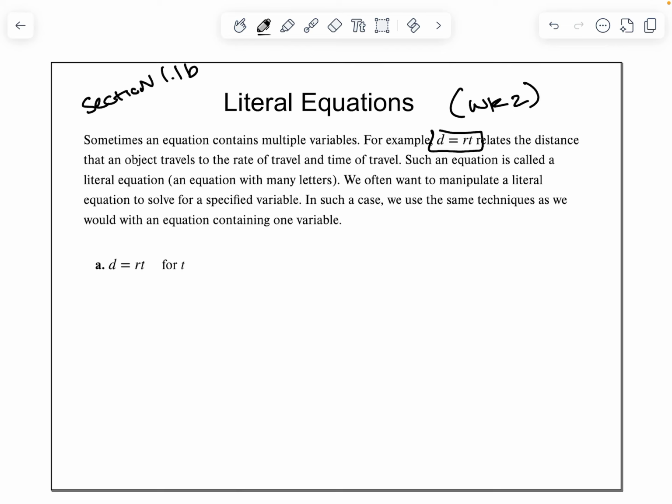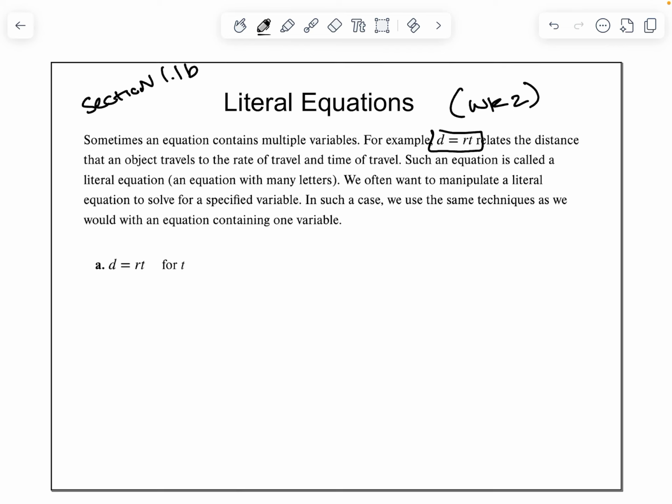These equations can have a lot of variables, right? It's not a univariate, it's not a linear equation in one variable. They don't even necessarily have to be linear. What our end goal is with a literal equation is to solve it for a different variable than what it's already solved for.